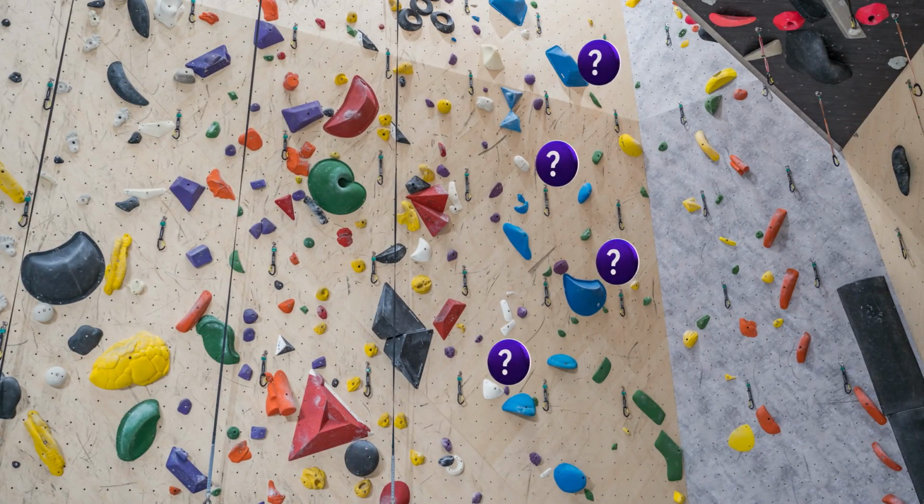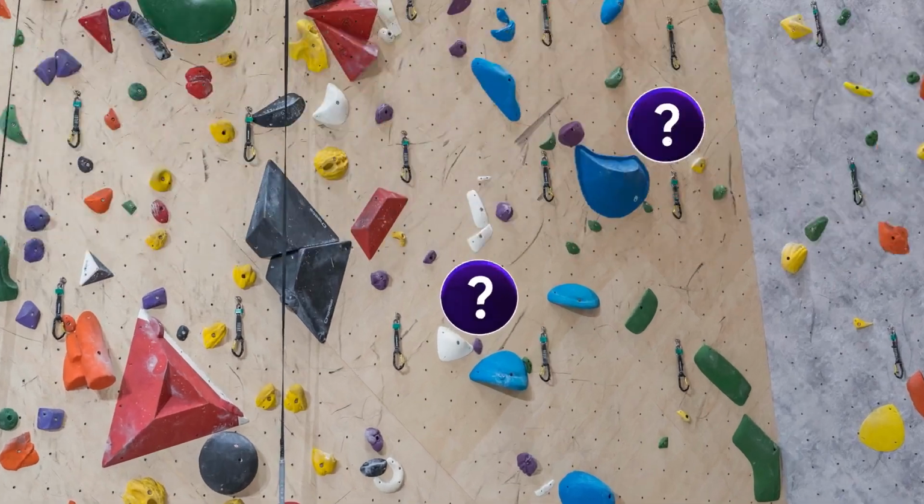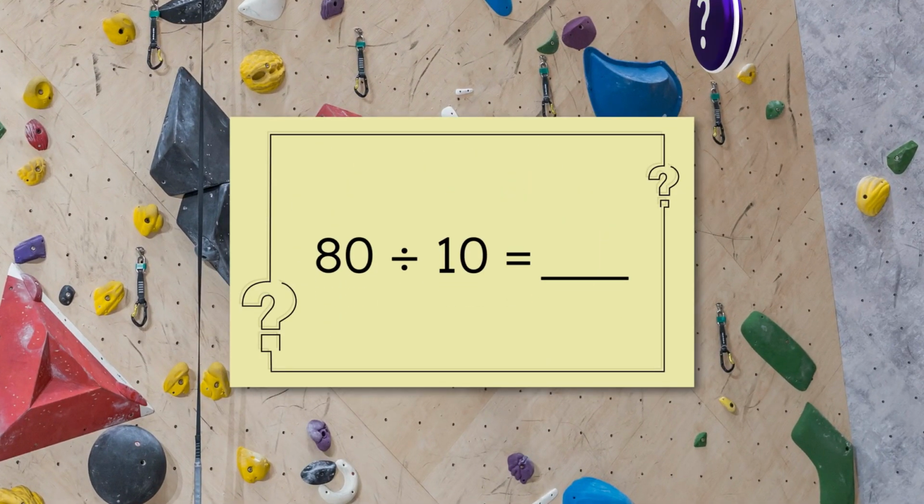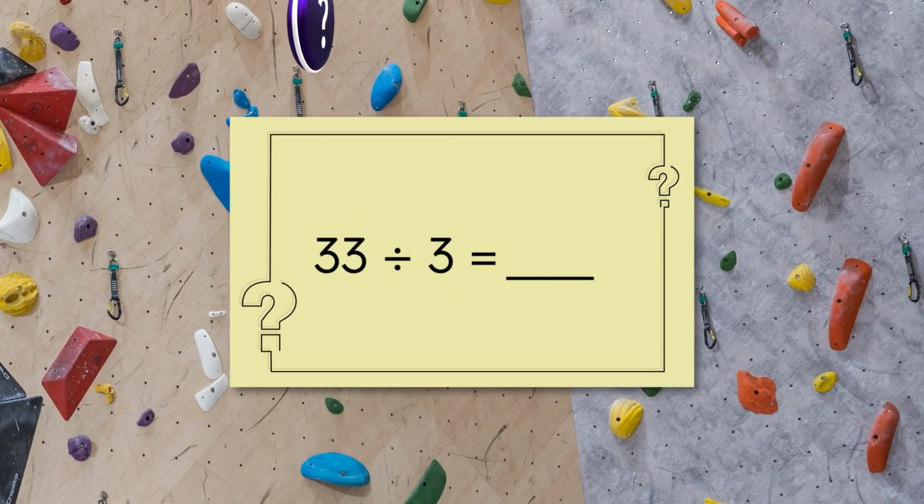Okay. We're gonna need to solve the problems as we climb. Remember, you can pause the video if you need to. 80 divided by 10. That's 8, right? Up next is 33 divided by 3. That equals 11.